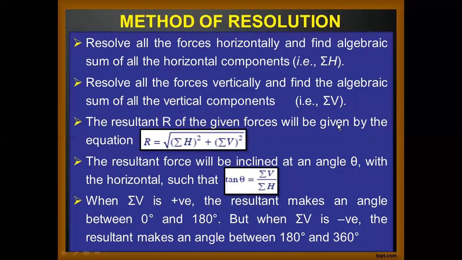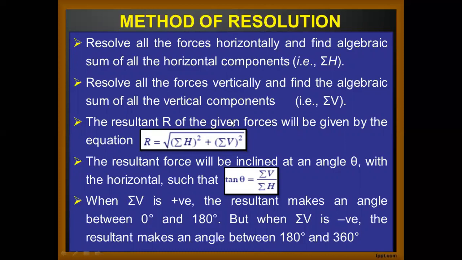First of all, resolve all the forces which are acting in the system into horizontal force and vertical force, and find the algebraic sum of all the horizontal components and the vertical components. When the system of forces is acting, first we have to resolve all the forces. What is resolving? If any diagonal forces are there, split them into horizontal component and vertical component, then find the algebraic sum of all the horizontal components and the algebraic sum of all the vertical components.